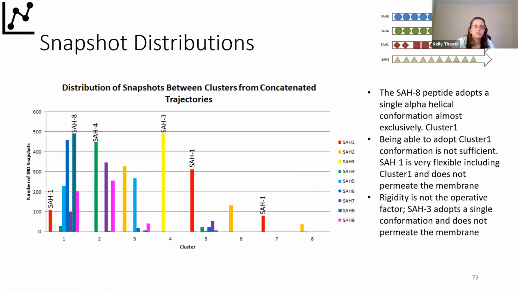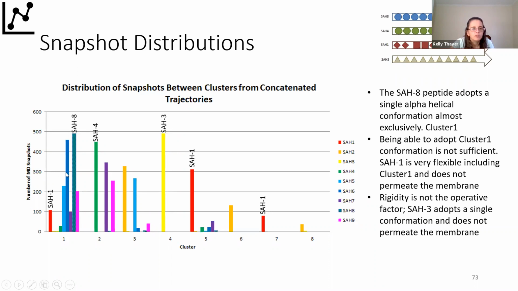The snapshot distributions are an important way to analyze the data. This is the distribution of the snapshots between the clusters from our trajectories. What we see here is that state 1 is going to have our SAH8, the stapled alpha helix number 8, the one that was the winner from our studies about going into cells and actually causing cell death. There are some other peptides that do similar things, but many do different things. SAH3, for example, is almost also 100%, but it's in the wrong conformation. So that's why that one is not a particularly good one.